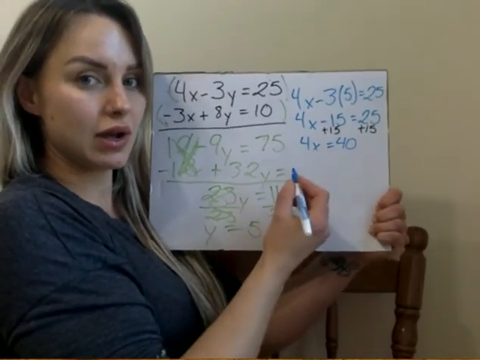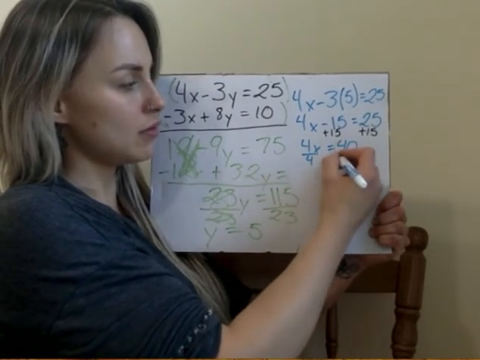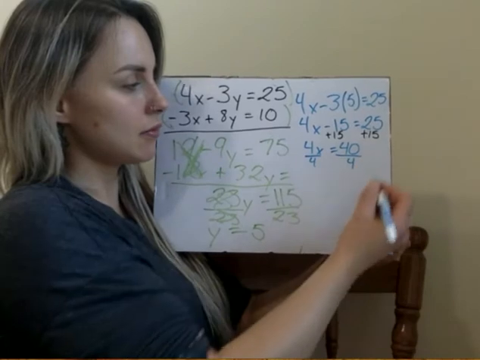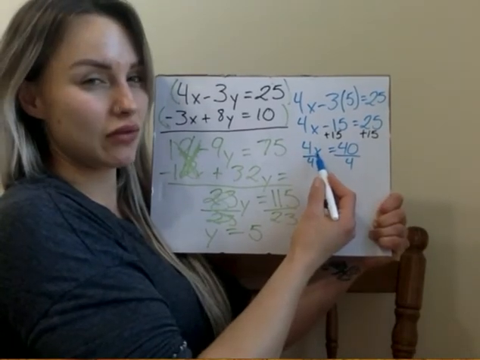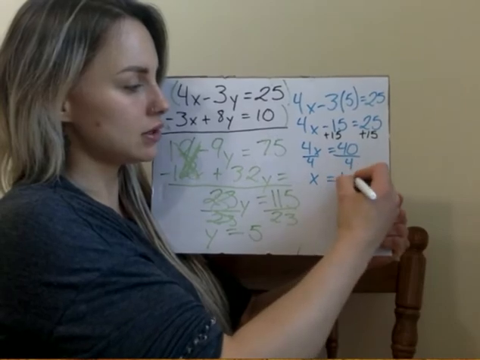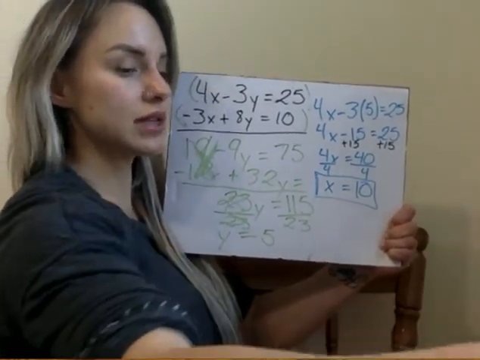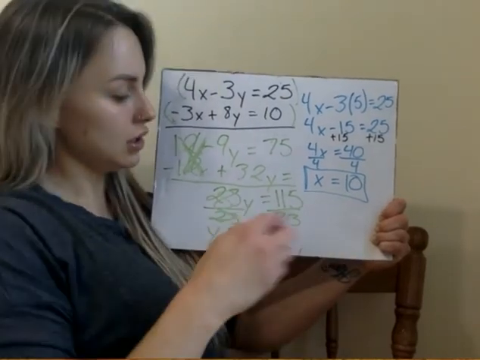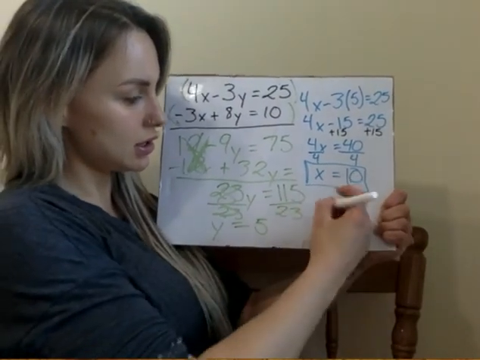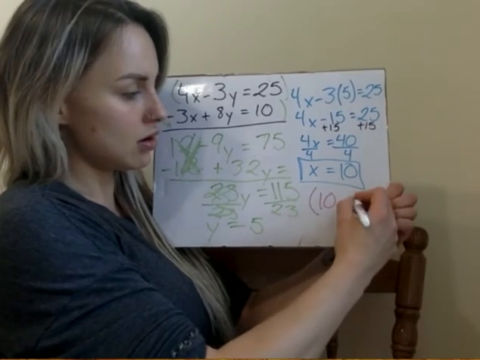And we now have to divide both sides by 4, because we need to get x by itself. So x equals 10. So our point of intersection is this and this together. So it is (10, 5).